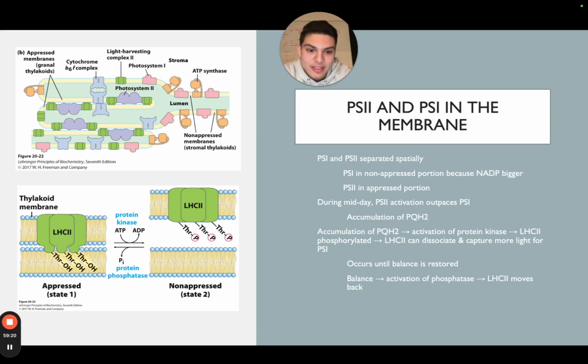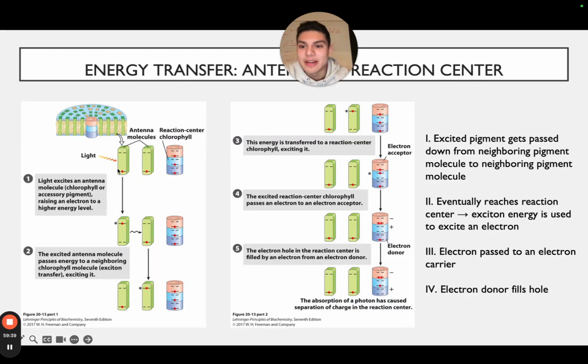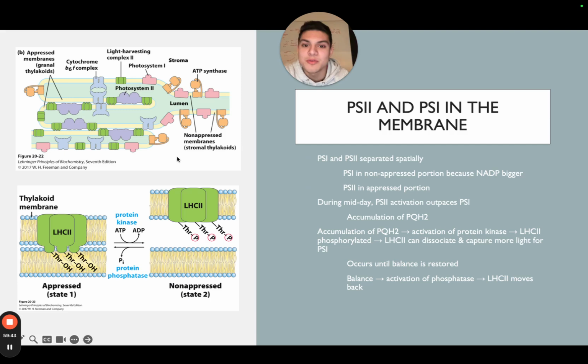So what I wanted to talk about is this cascade, a compensatory mechanism that plants have. When PQH2 accumulates, it activates our protein kinases, and the protein kinases are going to phosphorylate our light harvesting complex, which you can think of as our antenna molecules. Remember from this diagram, we have these antenna molecules that transfer the electrons to the reaction center, photosystem 2 or photosystem 1. That's exactly how they act here. And we can phosphorylate their threonine residues.